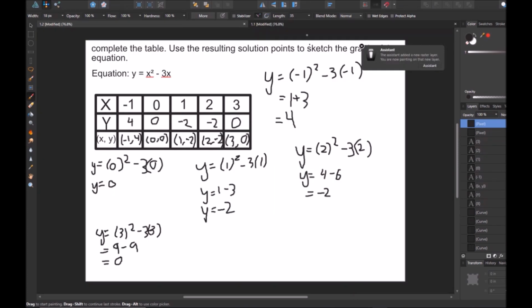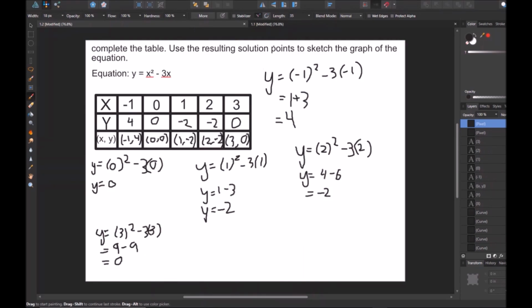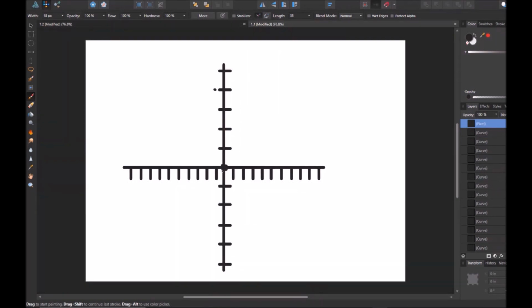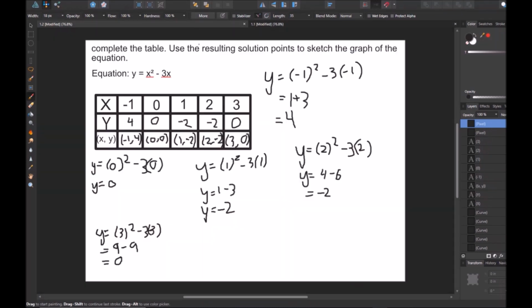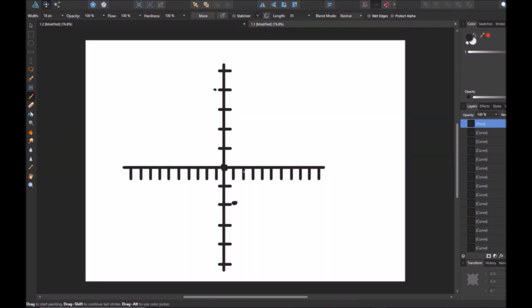And then our next point is 0, 0. So we go to the exact center, the origin. We make a circle there. And our next point is 1, -2. So we go to the right 1 and down 2. And then the next one is 2, -2. So we go to the right of the origin by 2 and down 2.